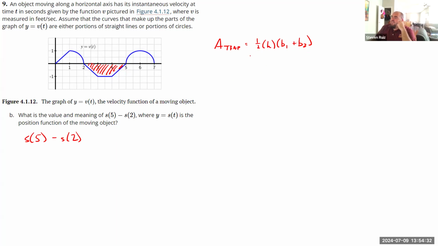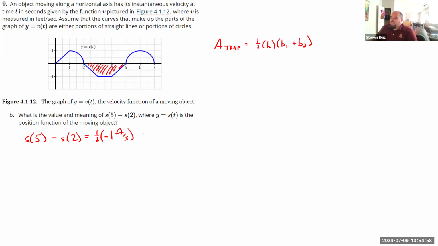So let's go ahead and find the area of this trapezoid. 1/2 times the height. What's the height of this trapezoid? It is -1 feet per second. Why is it negative? Because this trapezoid extends below the x-axis. And it's probably strange to you to think of area as possibly being a negative value, but in this case, it is possible.